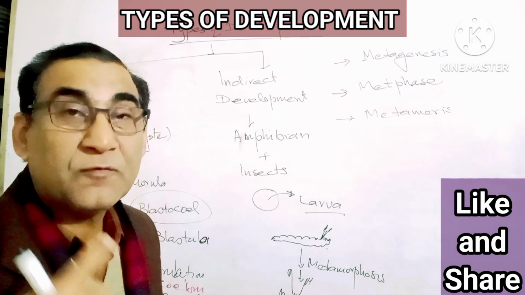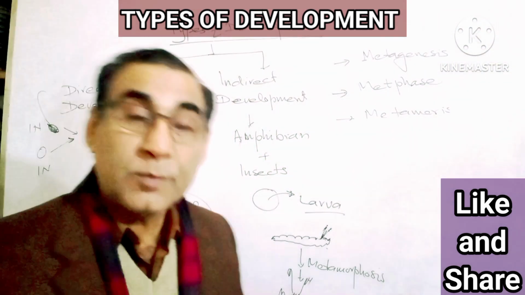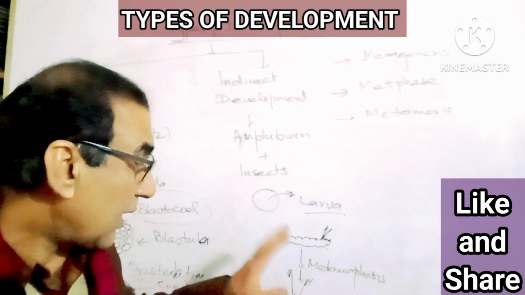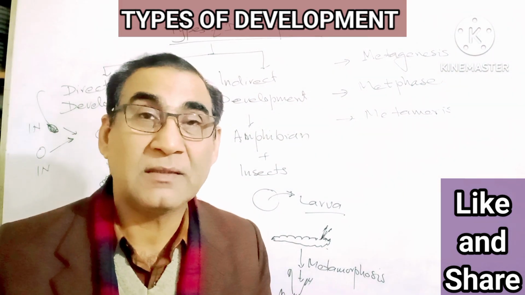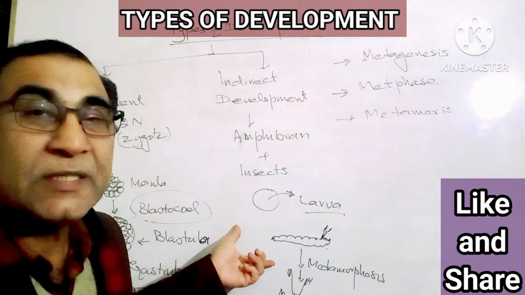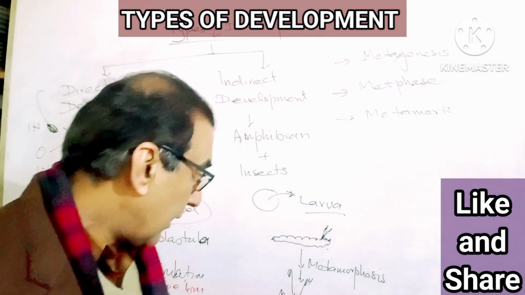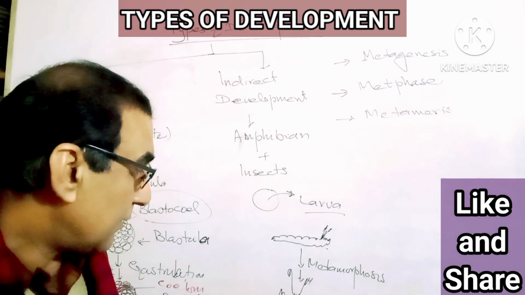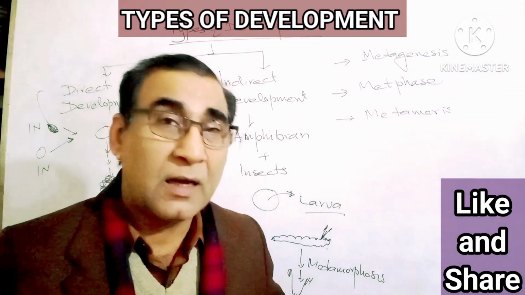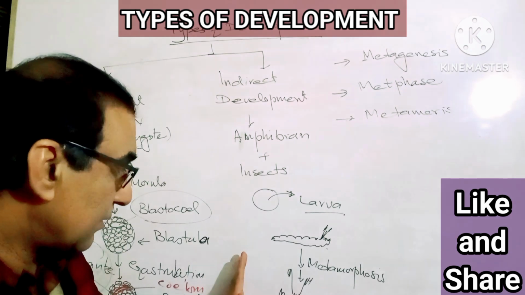And what is the major difference between the larva and the adult? This is adult. The larva is quite different from the adult, but the major difference is the presence or absence of gonads, the reproductive structures. Gonads means ovaries and testes. The larva has no sex, no gender, and the adult has a gender, either male or female. So this is the major difference between the larva and the adult. In the case of amphibians and insects, this happens.